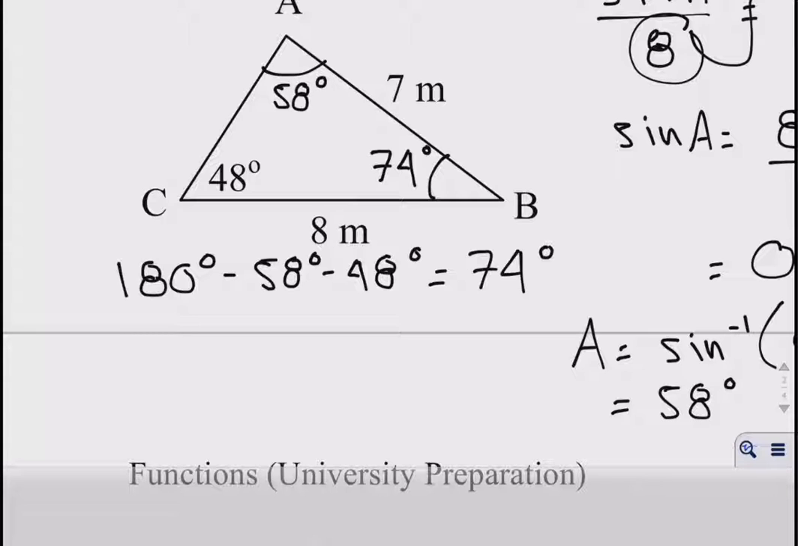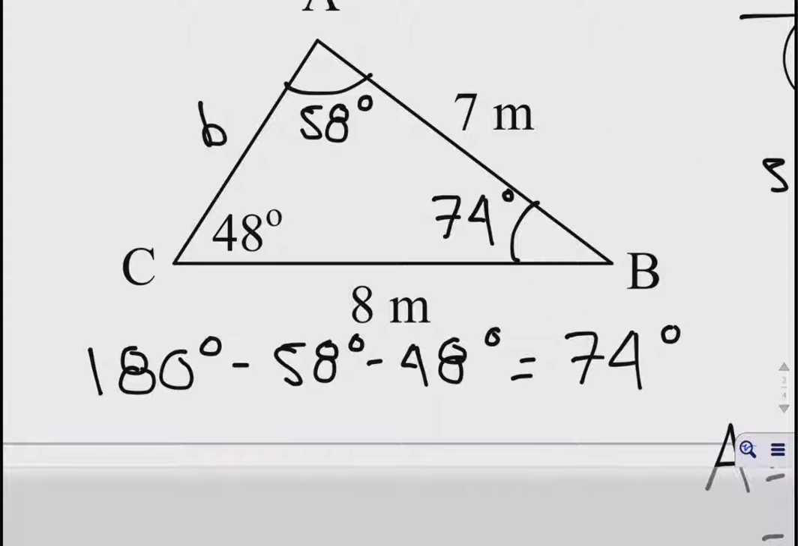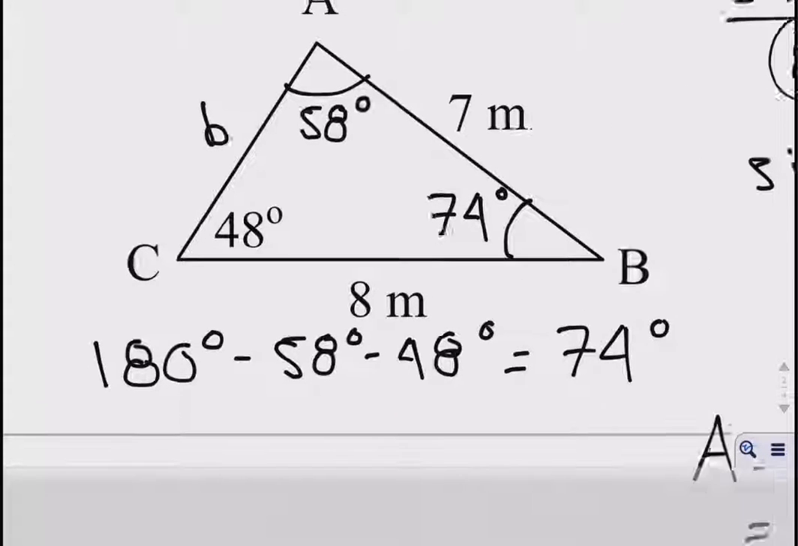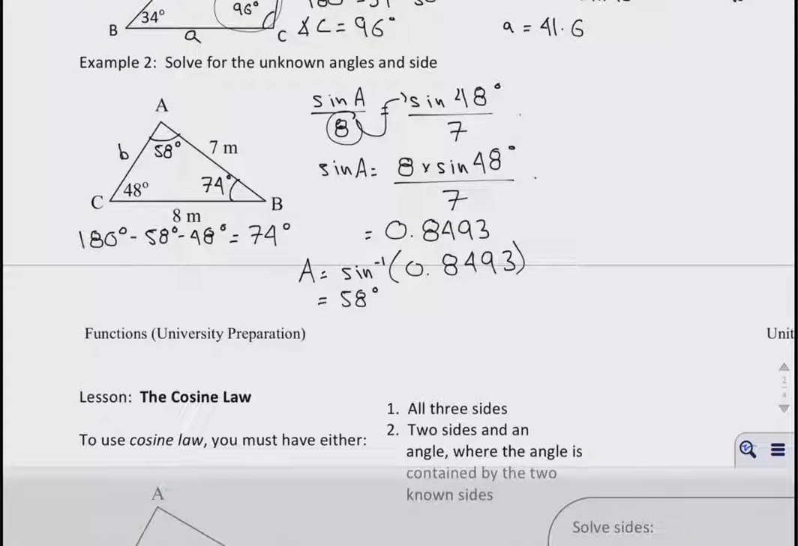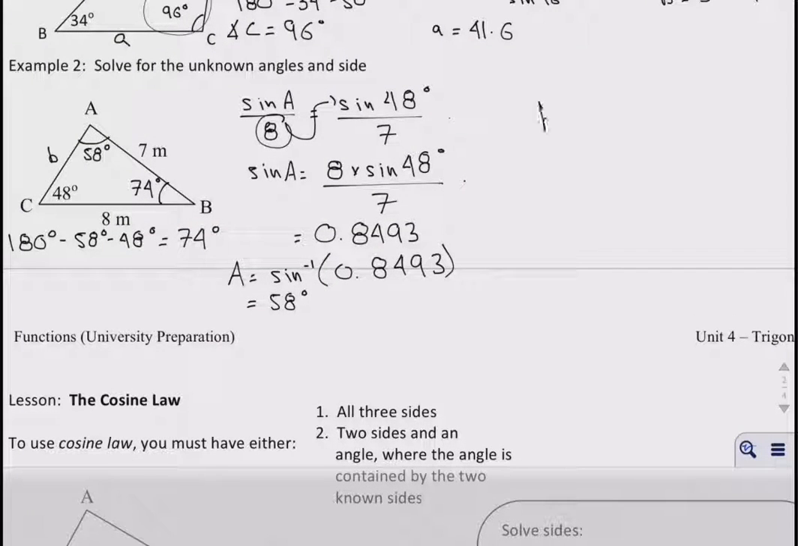Now for the remaining side b here, I will let you solve that. You're going to be setting up the equation with b over sine of 74 degrees equals, and you can take any two corresponding angle-side combination you want, but I'll use what was given originally, 7 over sine of 48 degrees. Show your work, solve for b. I'll leave that up to you.